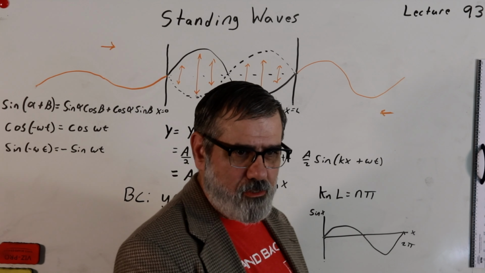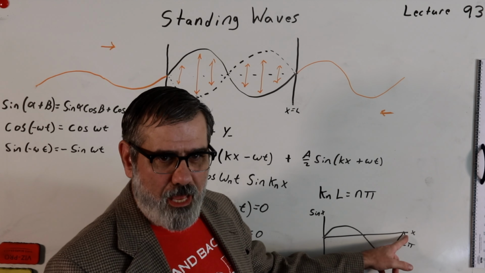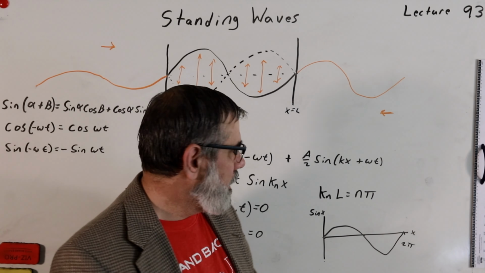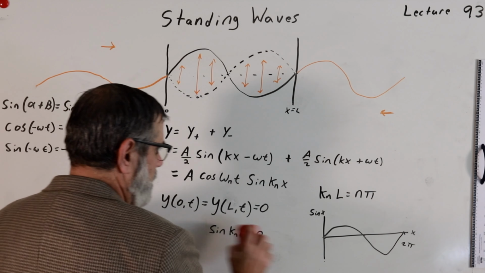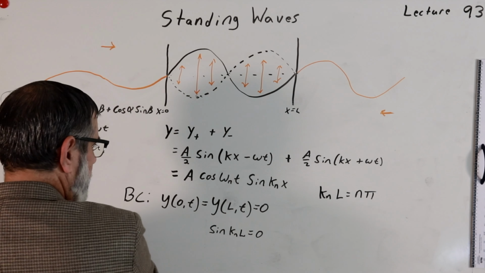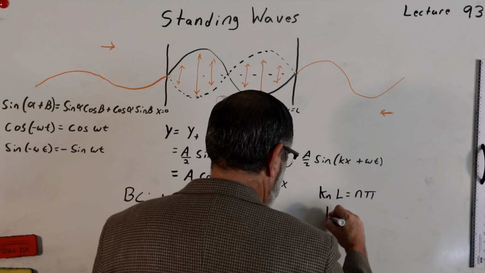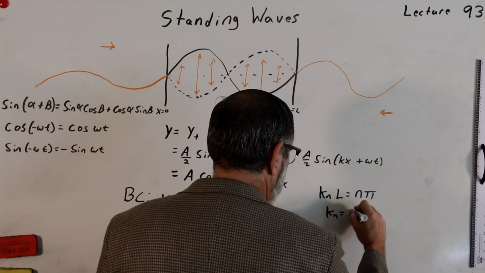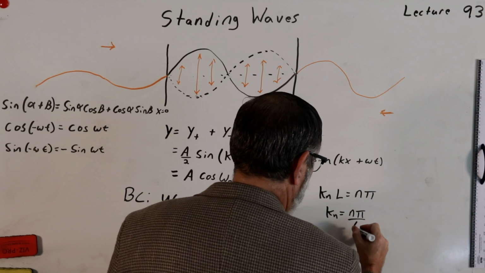Therefore, it would also be 0 at x equals 3 pi, which is going to come back to this point here, and 4 pi, which is really just this again, right? So that's when sine of KL is going to be equal to 0, which means this is the condition that we get: K sub n times L has to equal n pi, which means that K sub n is equal to n pi over L.